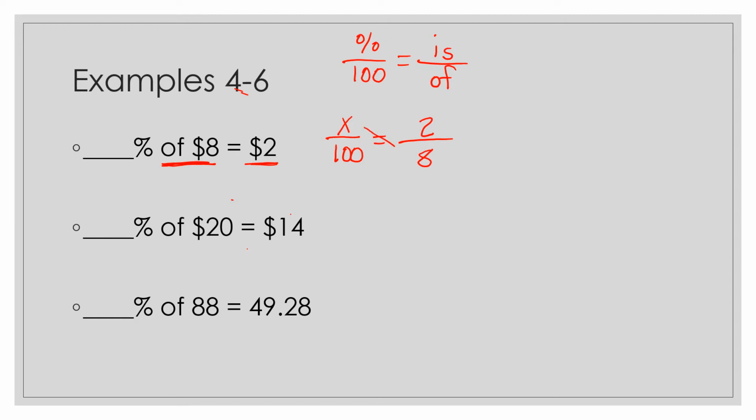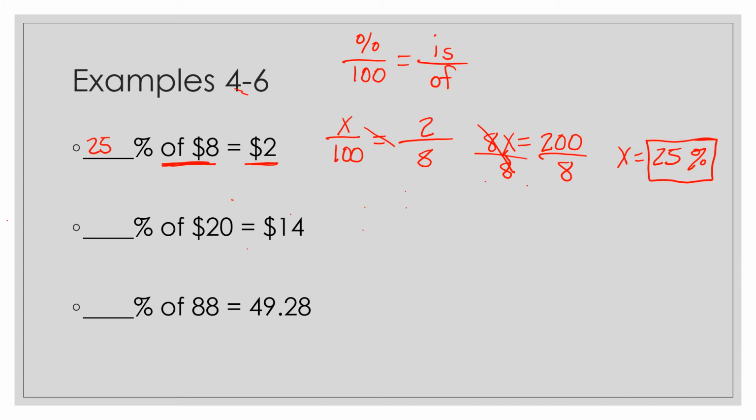So 8 times x is 8x, and 2 times 100 is 200. And to solve for x, we would divide by 8 on both sides of our equation. And 200 divided by 8 gives us 25. So x is 25, which is our percentage, 25%. Therefore, 25% of 8 is 2.